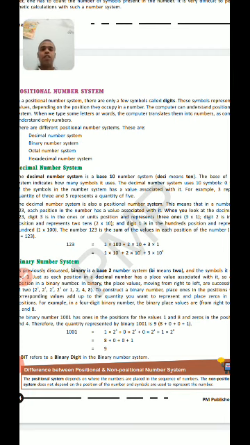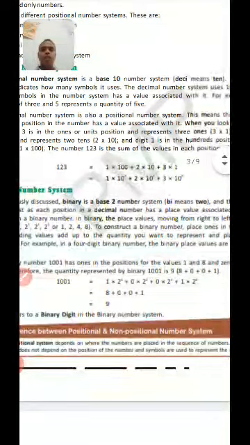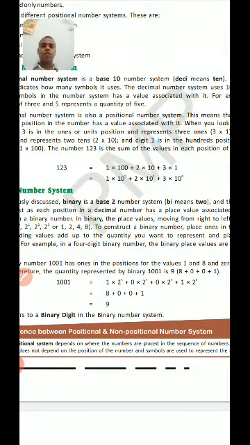So in this part we can see that 1001 can be expanded as 1 into 2 to the power 3, plus 0 into 2 to the power 2, and so on. In that way we can calculate the binary. Here 2 is the base having certain powers, because in the binary number system we are using only two digits, 0 and 1, that's why we use base 2.